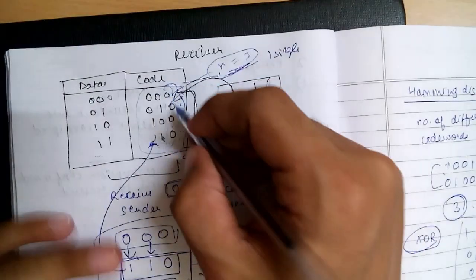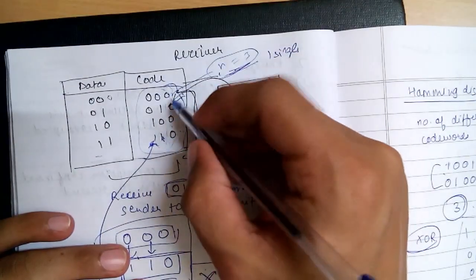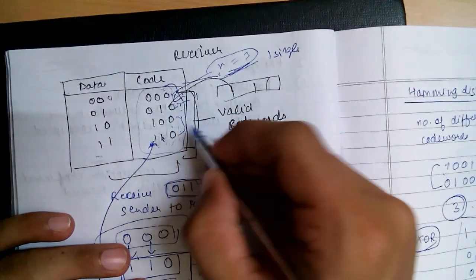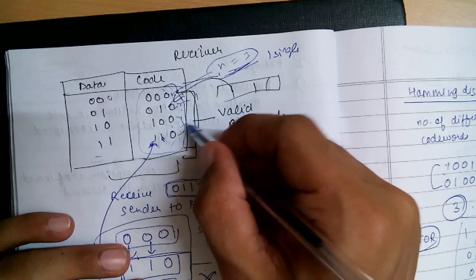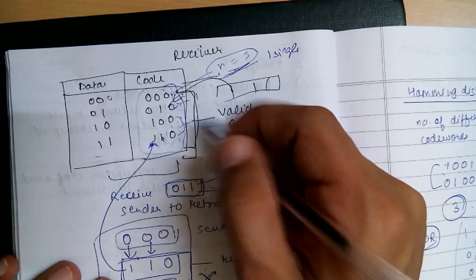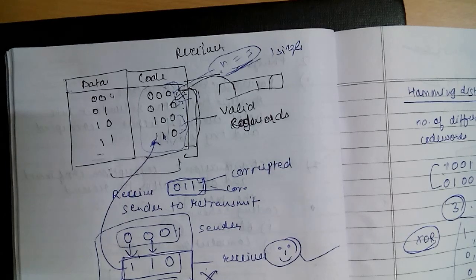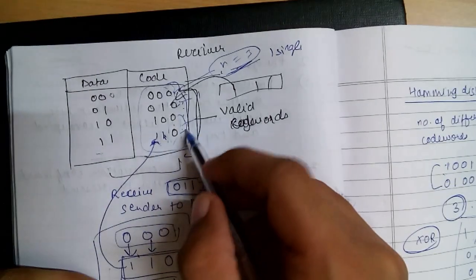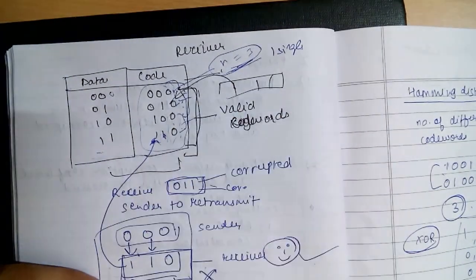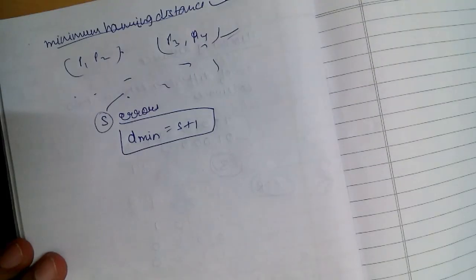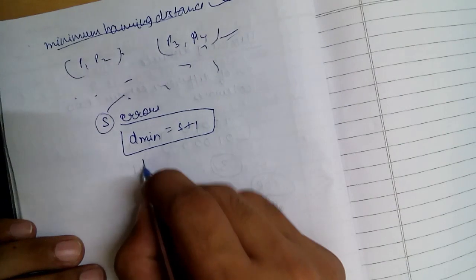So let's see the Hamming distance between these two is 1, these two, and this two is 1 again, this two is also 1, this is 2. So the minimum was 1.